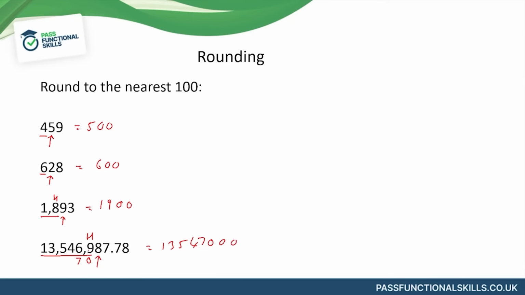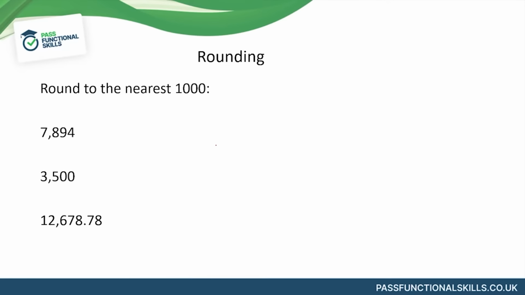So remember, all the columns afterwards, you just fill in with zeros. So there we go. I'm not sure how you read that number. Oh yeah, 13,547,000. To the nearest 1,000, we're looking at the digit that occupies the hundreds column. And again, 5 or more rounds up. So here we've got an 8, so this will round the 7 up 1 to 8, and everything after that will become a 0, so 8,000.